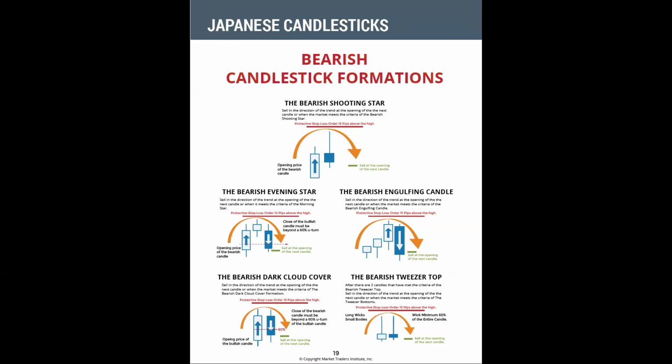So the same thing we have for bullish, we also have exactly the same thing for the bearish candlestick. So you have the bearish shooting star, which is a bullish candle immediately followed by a bearish candle with small wick to the downside, and then a long wick to the upside.